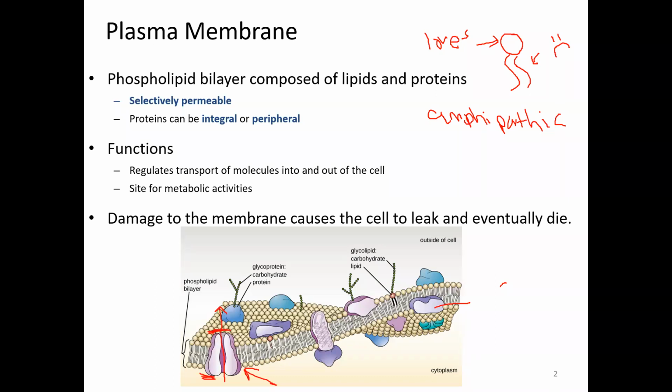And they normally only work one way, but that's not always true. Sometimes some of these proteins can actually let things out of the cell and let things in. Okay, so it all just depends on the protein. So this is a special type of integral protein, and it is called a transmembrane protein. Okay, and so again, this is normally used for transporting molecules across the membrane.